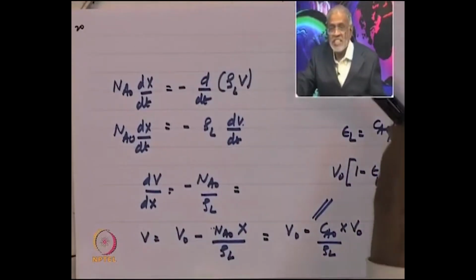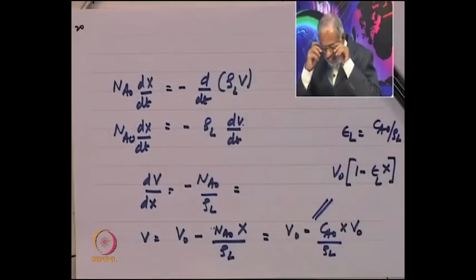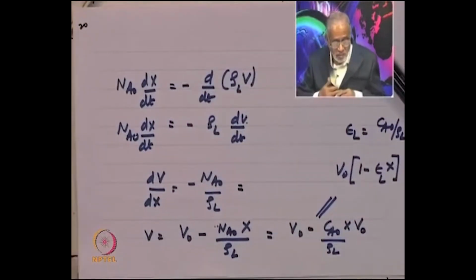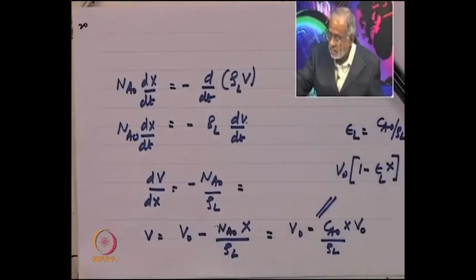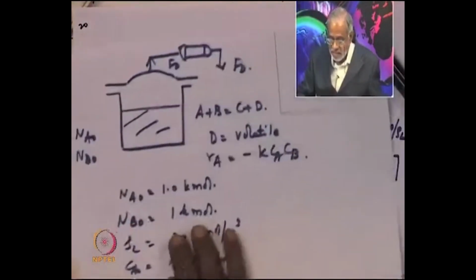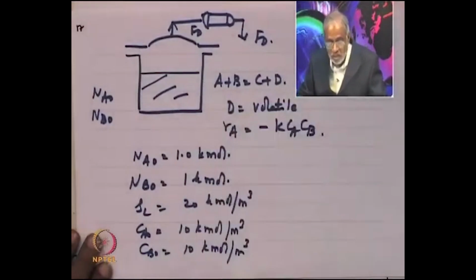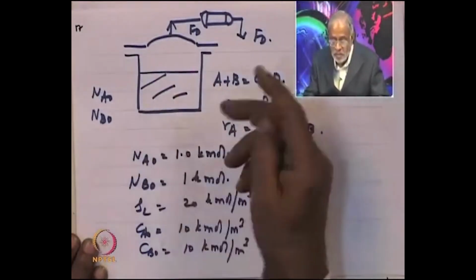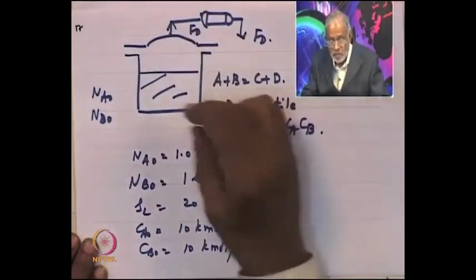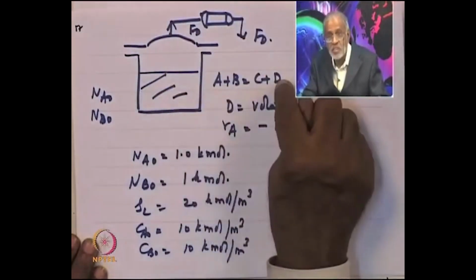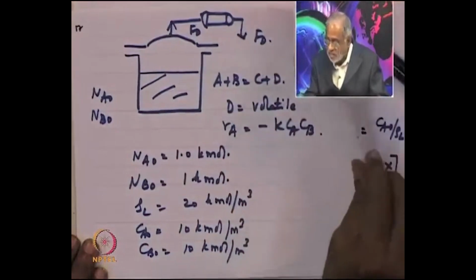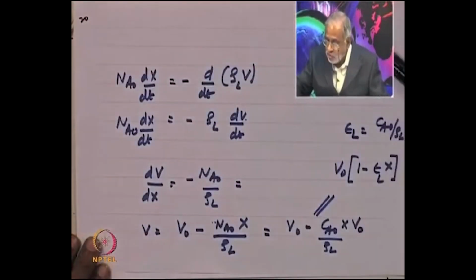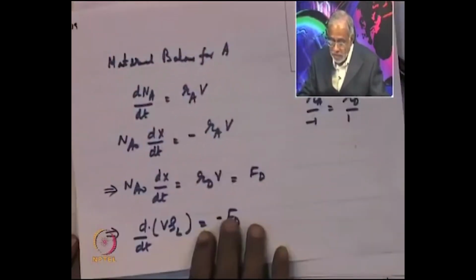So, what we have achieved is that we have an instance of a chemical reaction. Let me just go back to this chemical reaction that we have. We have this chemical reaction, A plus B goes to C plus D. D is volatile. So, as the reaction proceeds, D is being boiled off. Therefore, the volume keeps on decreasing because D is going away.